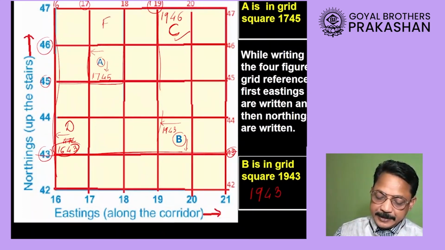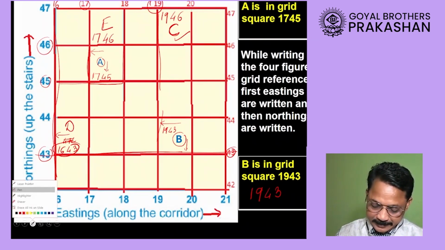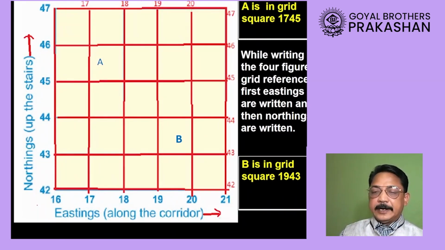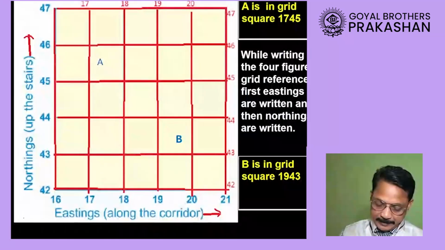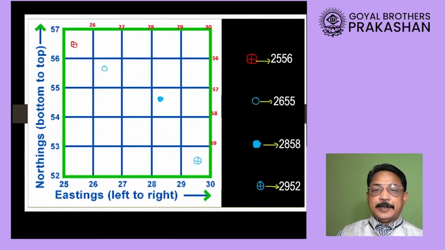If I write here E, E is present on the left side, 17, and below this is 46. So 1746. So dear students, in this way we understand that eastings and northings are given in order to locate the places in the topography map.